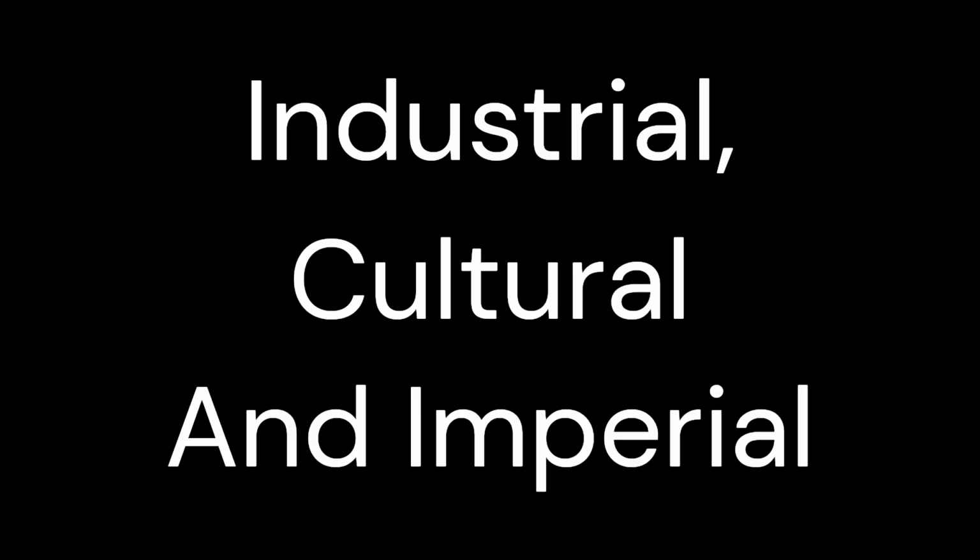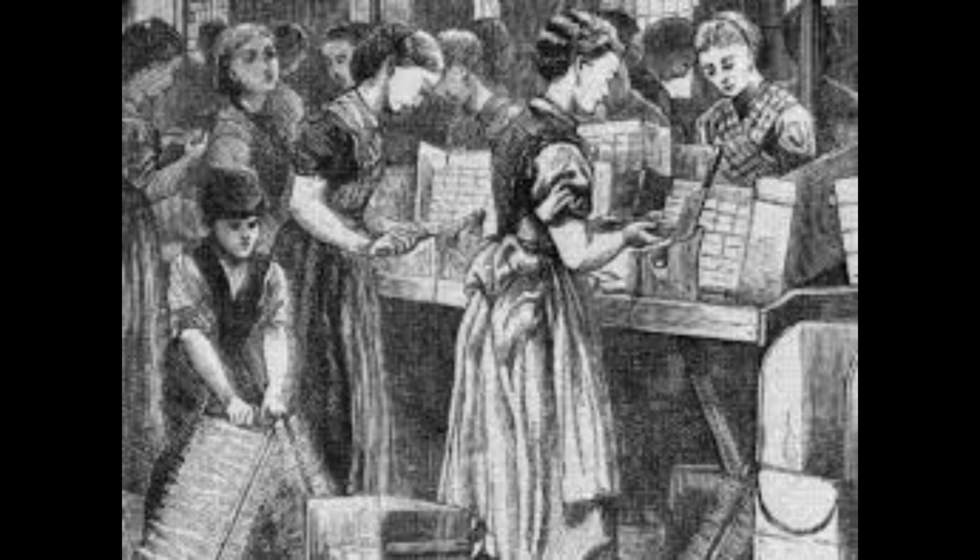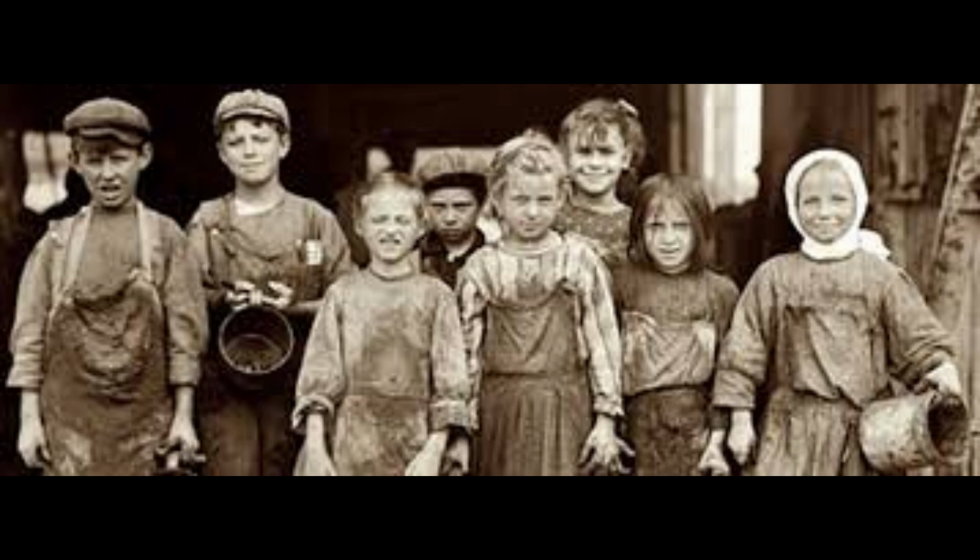Now, 1837 to 1901, we've got the Victorian era. Obviously, this has Queen Victoria. Her reign marked a period of industrial, cultural, and imperial expansion. There's also social reform, so significant changes in the social structure. This includes movements for labour rights and women's suffrage.